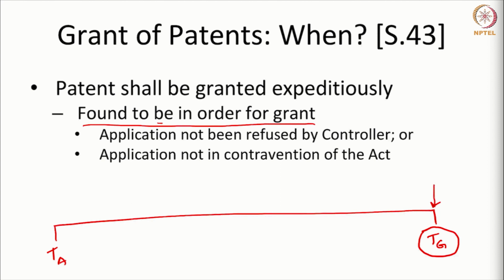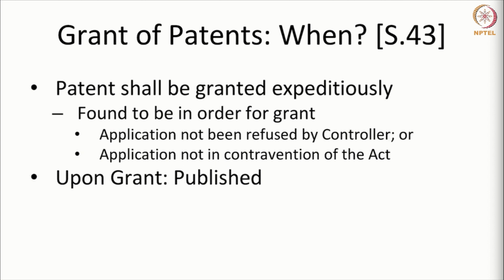So the application will be granted if the application has not been refused by the controller, who didn't find any reasons pursuant to the FER to refuse it, and the application is not in contravention of the Act. There are no provisions of the Act the application violates. So it results in a grant. Upon grant, again, the patent is published. So this is the second publication.